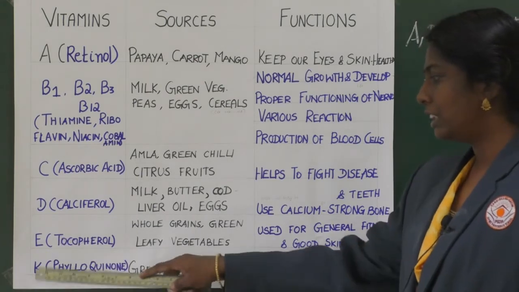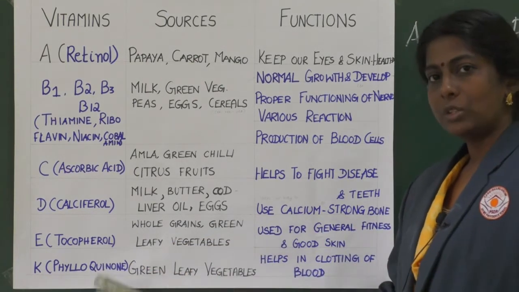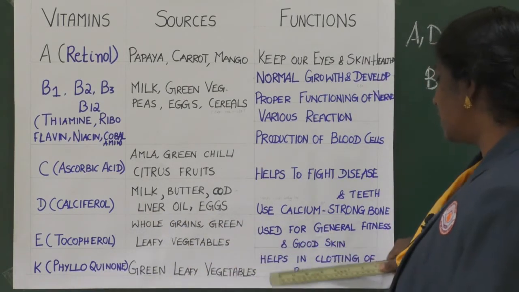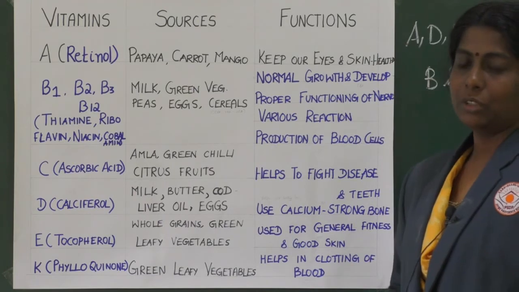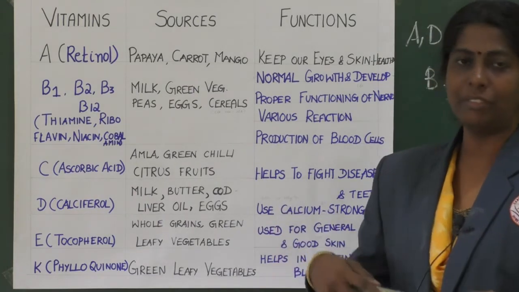And then vitamin K, phytoquinone. Its sources are green leafy vegetables and its function is to help in clotting of blood. So this is about the different types of vitamins, their sources and their functions.